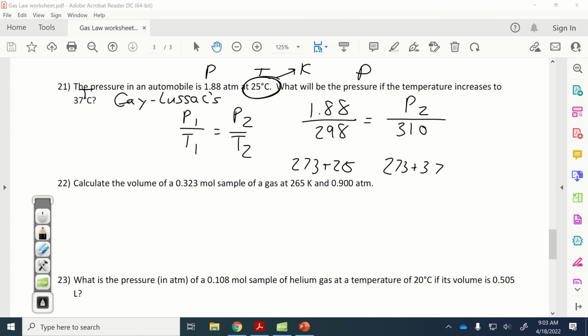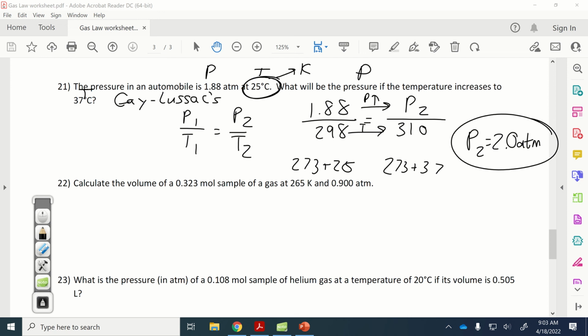I am getting that my new pressure is 1 point, I have to use only 2 sig figs because I have the 37 and stuff. Actually, I'm getting 2.0 atm. So that is what I have, 2.0 atm. Does that make sense? Temperature is going up, so pressure must go up as well.